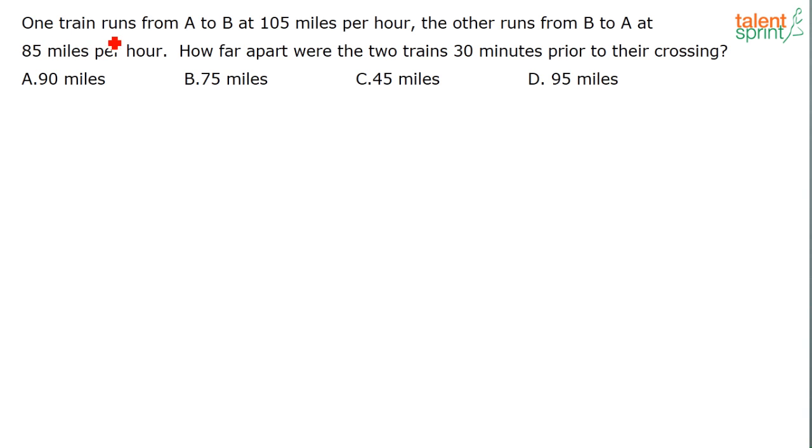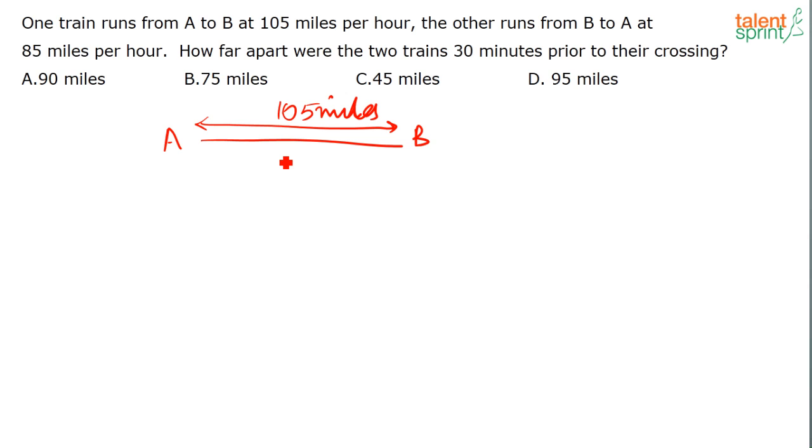Okay, one train runs from A to B, correct? There are 2 points A and B, which is at a distance of 105 miles, correct? 105 miles. Now, oh sorry, it's not the miles, it's miles per hour. Sorry, I made a mistake.